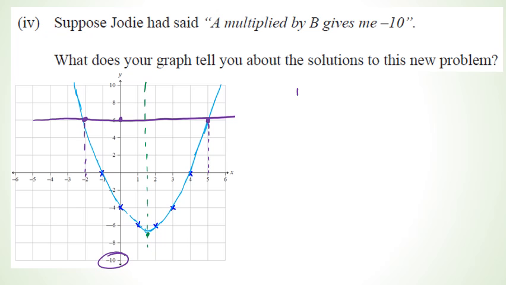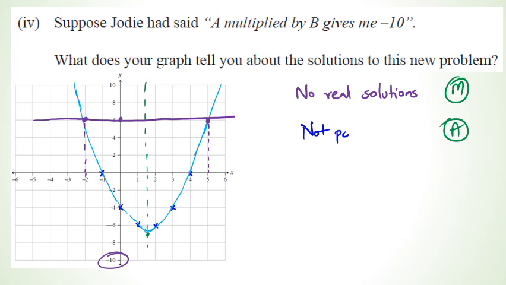So mentioning that there are no real solutions gets you a merit. Just mentioning it as impossible will get you an achieved. So not possible will get you an achieved.